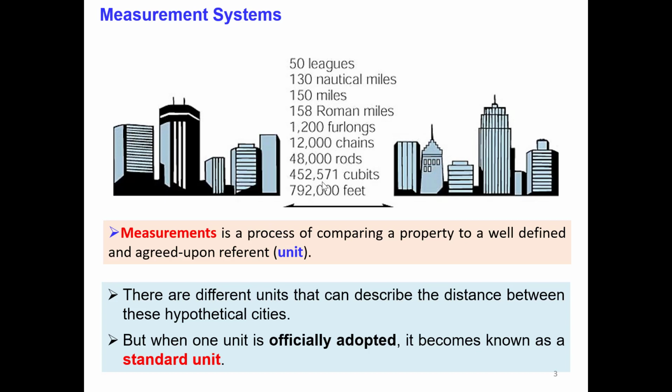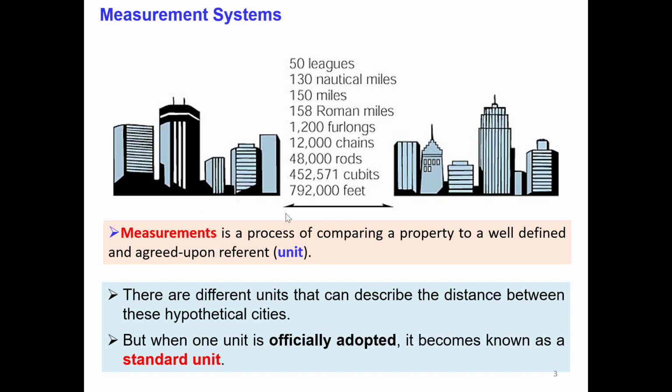Measurement is a process in which we compare a property with a well-defined and agreed upon reference. For example, if we want to measure the length of the table, we can compare the length of the table with inches. How many inches do we have in that particular length? Then we can say it is 20 inches or 15 inches. We compare a property, the length, with some particular unit.